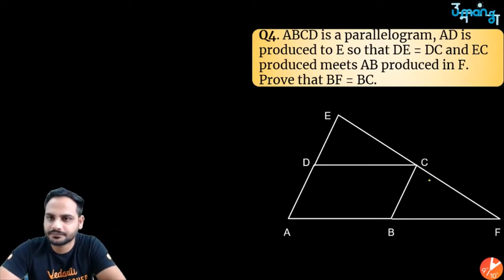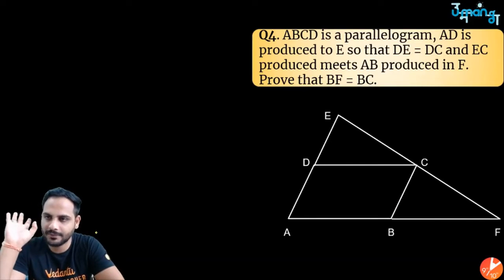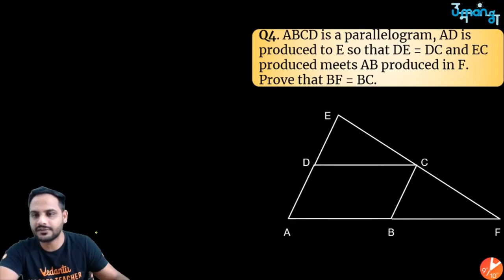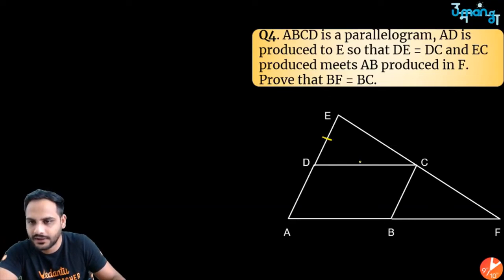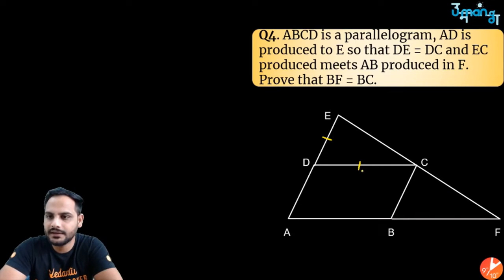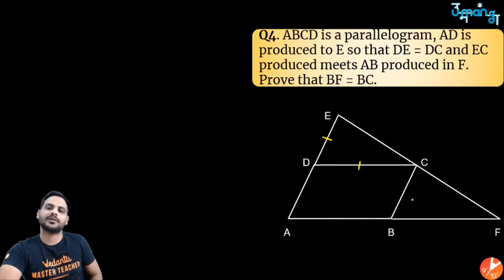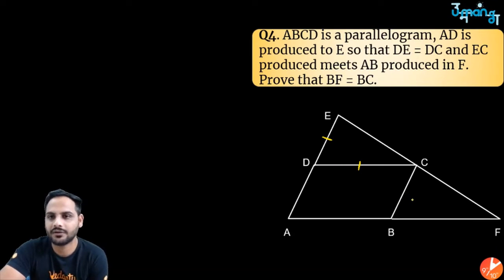Next question देखो. नेक्स्ट क्वेश्चन क्या बोल रहा है, ABCD इज अ पैरेललोग्राम. AD इज प्रोड्यूस्ड टू E सो दैट DE इज इक्वल टू DC. तो ये जो DE है और ये DC, दे आर इक्वल टू ईच अदर. एंड EC को ज्वाइन किया, इट मीट्स AB प्रोड्यूस्ड एट F. ठीक है सर. प्रूव दैट BF एंड BC आर ऑल्सो इक्वल.